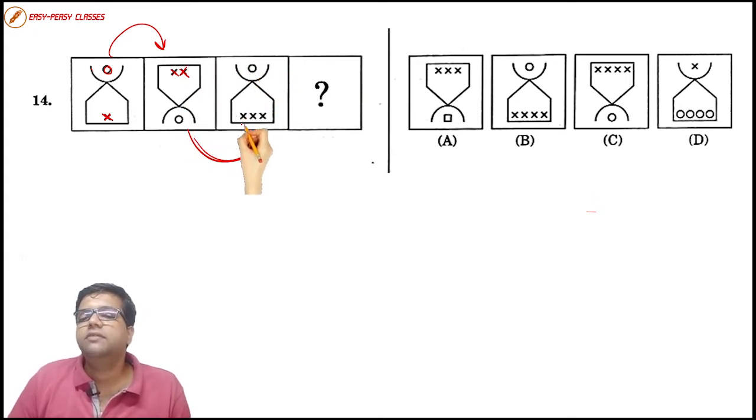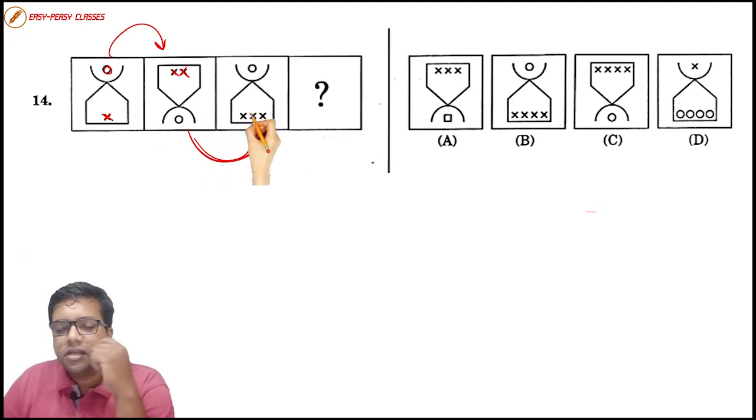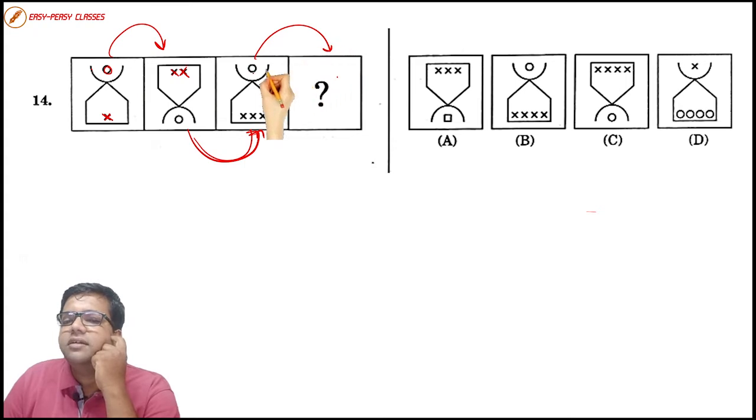This figure has been inverted, and they have inserted three more x's, three more intos. All right, three more intos have been added. And what will happen in the fourth figure? They will again invert it. In every step they are inverting it. What will happen if you invert this pentagon? This pentagon becomes like this, right?